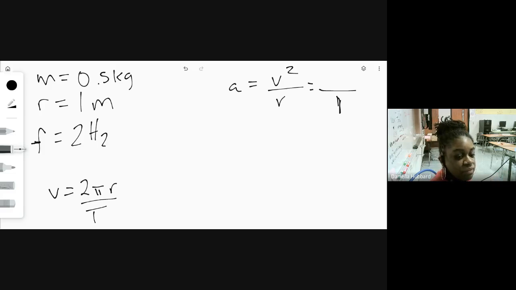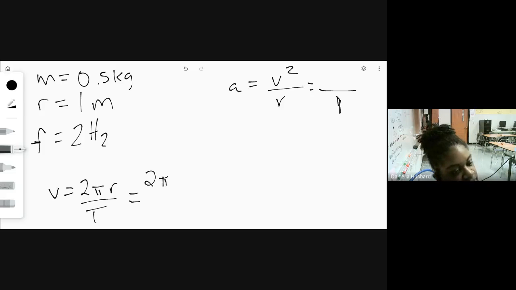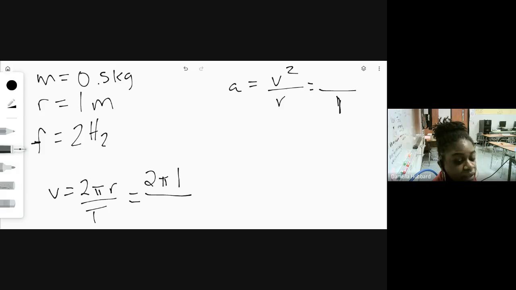So let's go back to the velocity equation that we have for circular motion. And that is 2 times pi times your radius divided by your period. Okay, so we have 2 pi. And if you don't have a calculator that has the symbol pi, use 3.14, times our radius of 1, over, okay, we don't have a period.